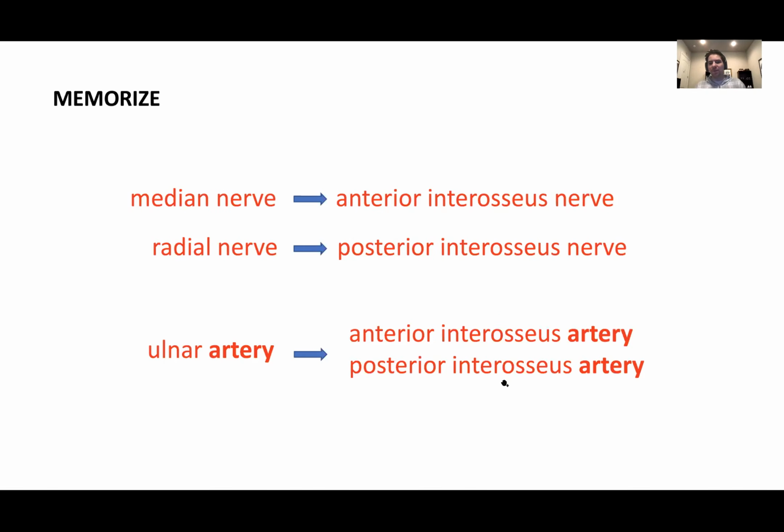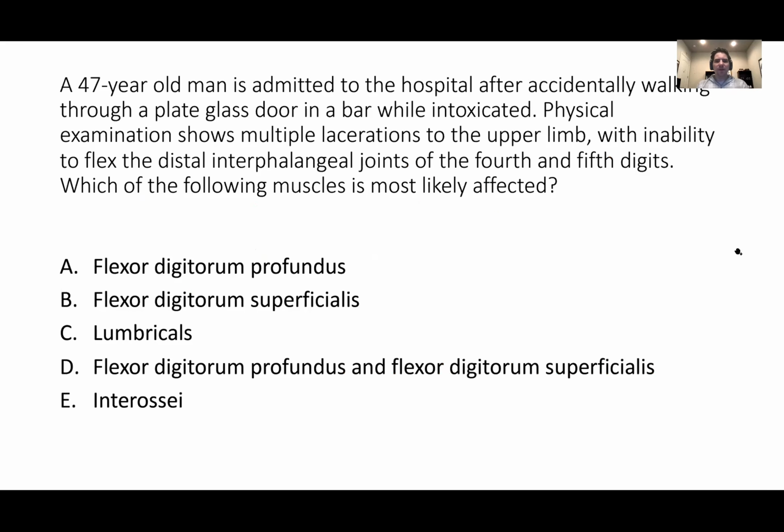The ulnar artery splits into the anterior interosseous artery and the posterior interosseous artery. So you may have come across some questions that make this a little bit difficult, but just some nomenclature here. So the nerves go straight across, the ulnar artery is going to split into these two. So hopefully that helps out. All right, try this one.